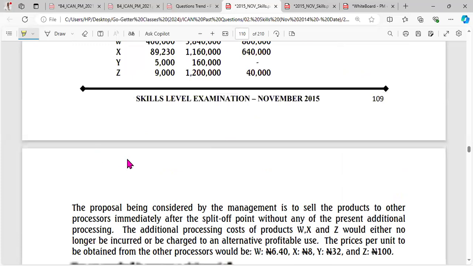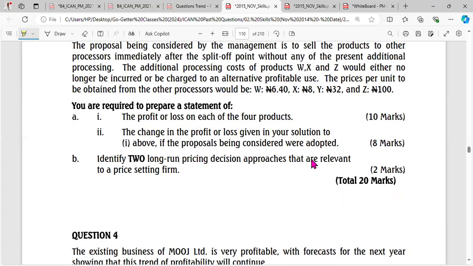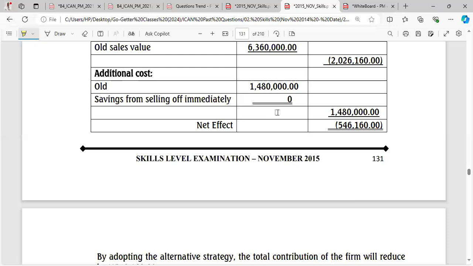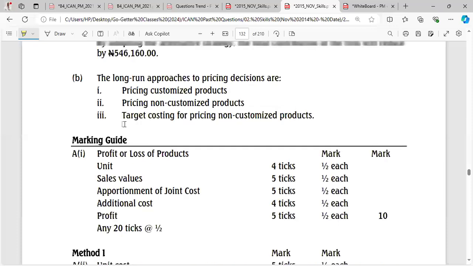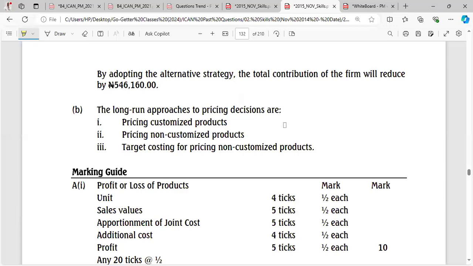Then identify two long-run pricing decision approaches that are relevant to price setting of a firm. Now there it is here. Long-run approaches to price decision are pricing customized products. Then we have pricing non-customized products. Then we have target costing for pricing non-customized products.